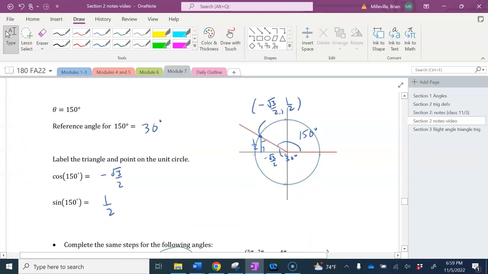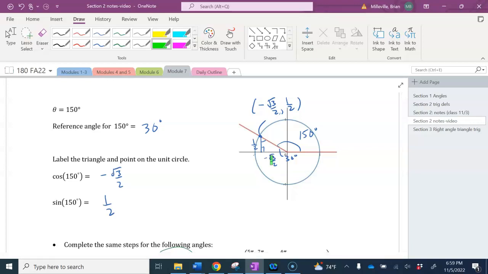So for instance, 150 degrees, also over here in quadrant 2. We draw that angle. We want to know what are the coordinates of the point where that angle intersects the unit circle. Well, we have a 30-degree reference angle, so across from the 30-degree angle we have 1/2. Across from the 60 we would have square root 3 over 2, and we're counting that negative. All right, so our values for cosine and sine come out to negative square root 3 over 2 and positive 1/2.